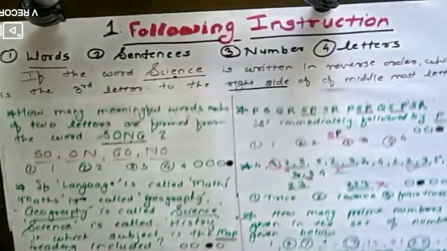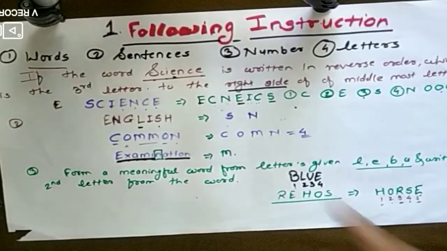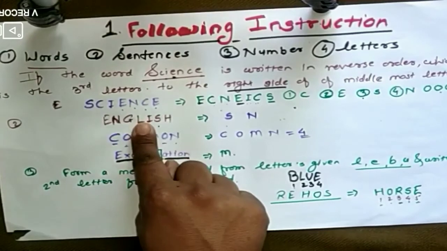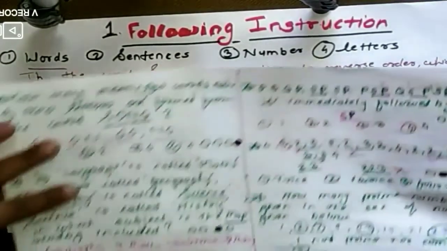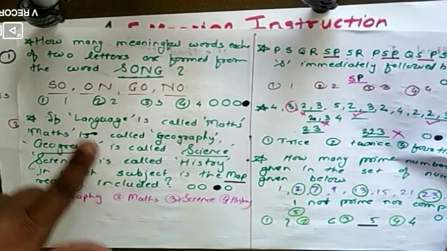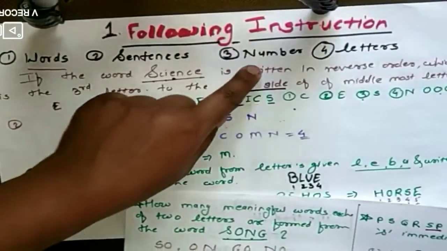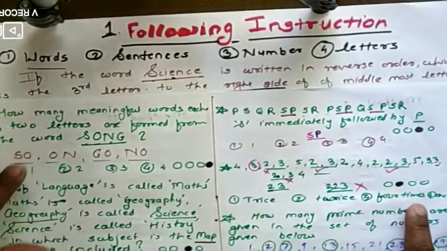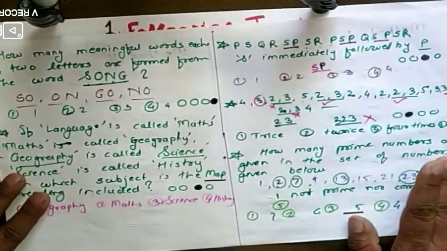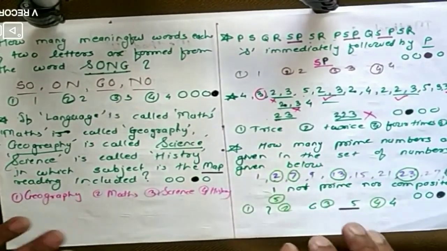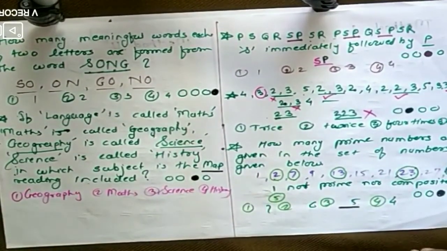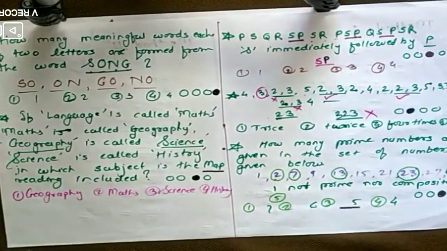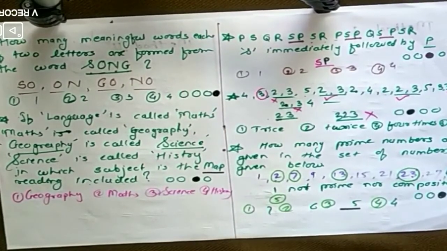So today what we had seen: the instructions they are giving to us, and the instructions are based on words. Those words we had seen, and some sentences also we had seen here. Then next it is the numbers, and the letters also we saw in the questions. So based on all this we studied today. You have to solve today's test. Read the questions carefully and try to solve each question within 1 minute. So you will definitely get more and more marks.